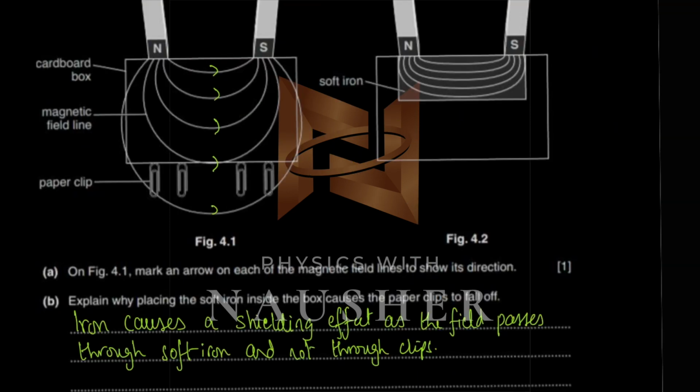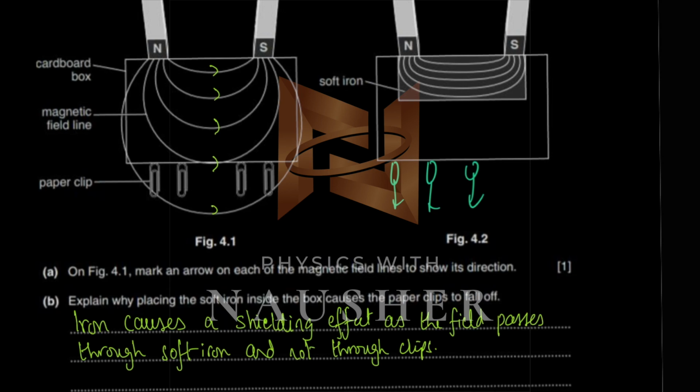Question number 3, part A, they ask you to draw the field lines from north to south. These are the field lines. And now when you put the soft iron and the paper clips fall off, the reason for that is the soft iron concentrates all of the field lines inside it. It does not allow the field lines to escape because iron causes a shielding effect as the field passes through soft iron, and the paper clips are not attached to the soft iron. They're actually connected over here to the cardboard box, hence they fall.